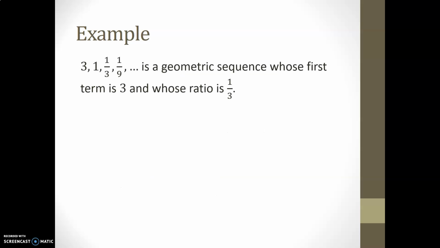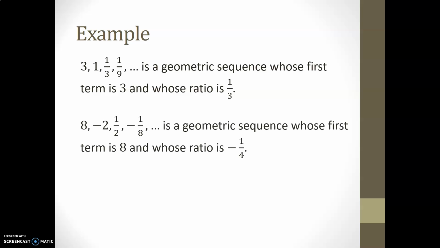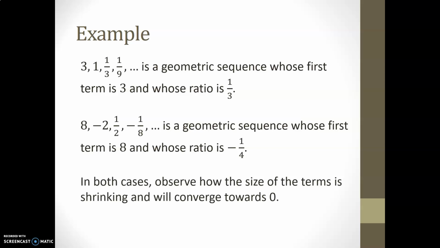The sequence of numbers 3, 1, 1/3, 1/9 is also geometric with a first term of 3 and a ratio of 1/3. 8, -2, 1/2, -1/8 is geometric as well, with 8 as the first term and a ratio of -1/4. So this time, both sequences shown above have sizes of terms that shrink and will actually converge towards 0.